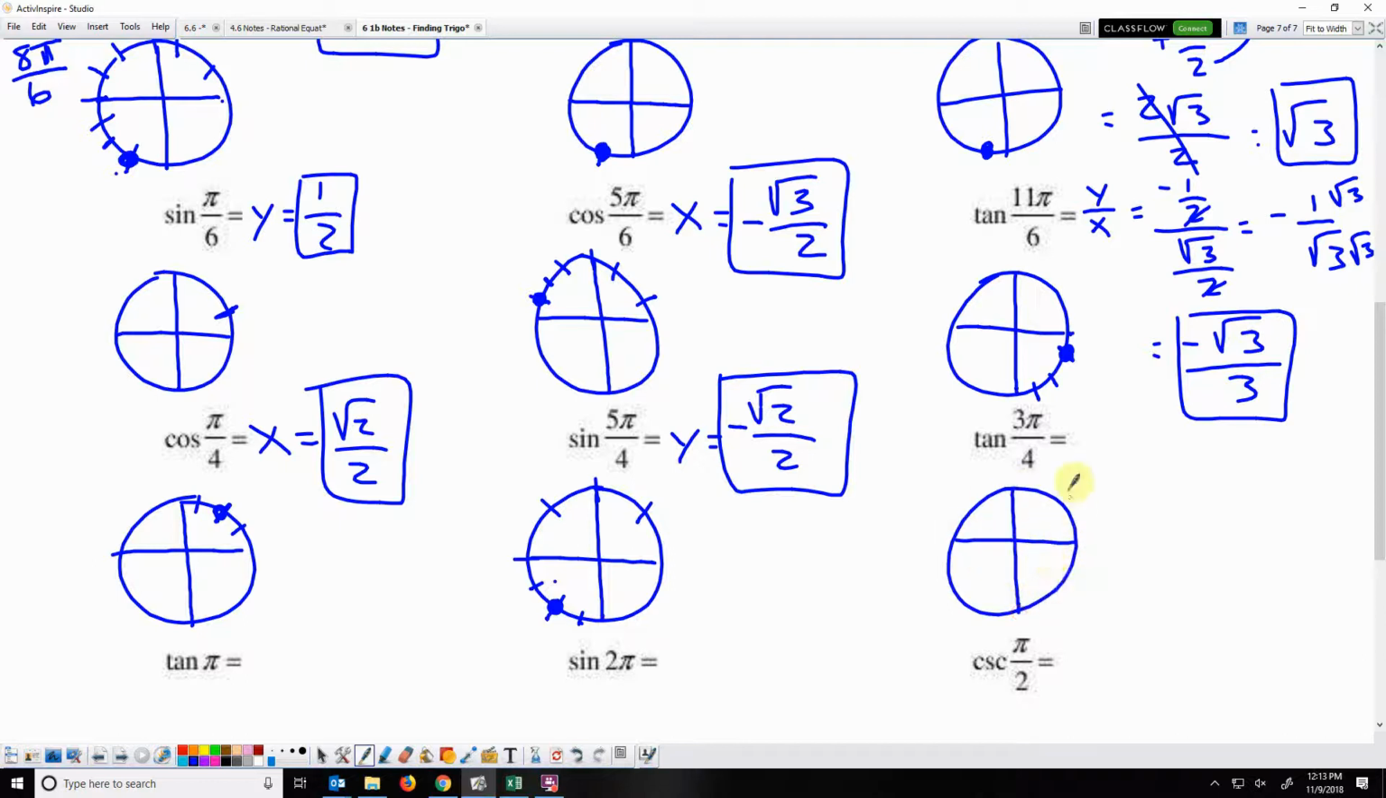Three pi over 4, 1/4, 2/4, 3/4. Tangent is y over x. That is the second position up, root 2 over 2. It is also the second position to the left, so the x value is root 2 over 2, except that it's to the left, so it is negative. Root 2 over 2 over root 2 over 2 is 1. Positive over negative is negative.